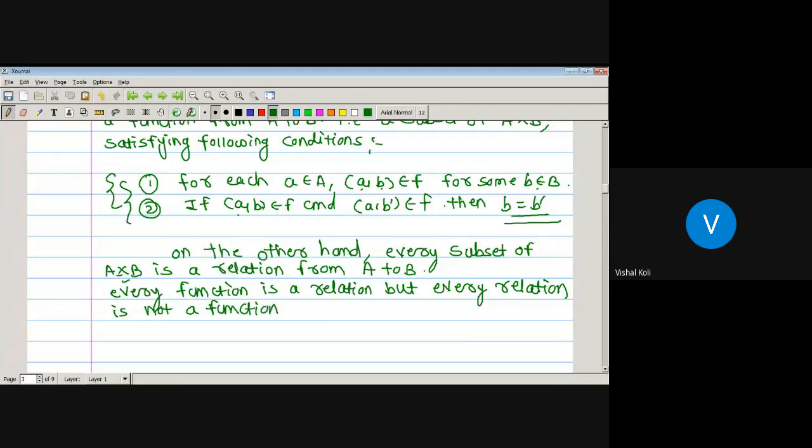Since if F is a function from A to B, then it is a subset of A cross B. As it is a subset of A cross B, then it is a relation from A to B. And we know that every subset of A cross B is a relation from A to B. Therefore, as F is a function from A to B, then it is also a relation from A to B. But if we take any relation from A to B, then it may or may not be a function from A to B. And that is what we have to prove.